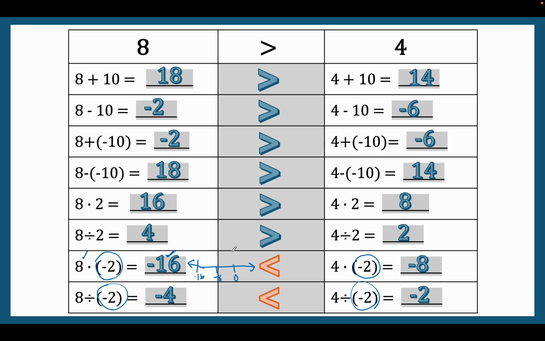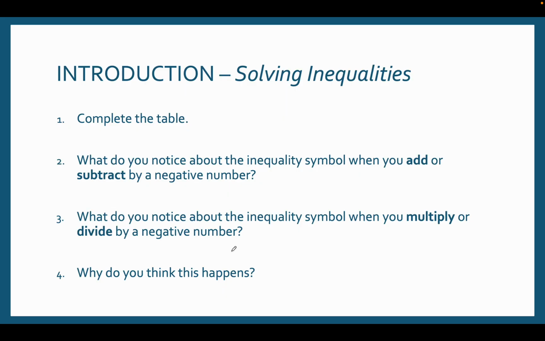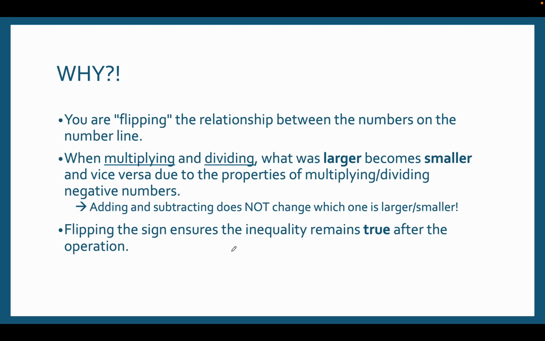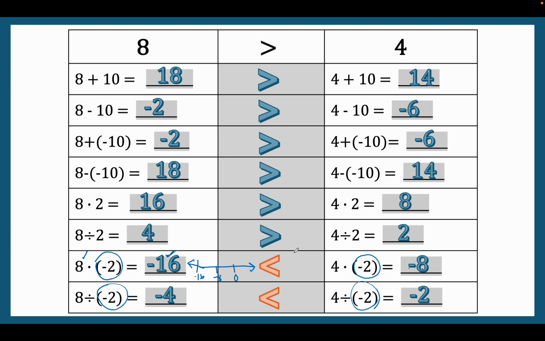This is a very important thing that we need to remember when we're solving an inequality, because when we are solving an inequality, we need to flip the sign in our answer if we multiply or divide by a negative. The reason is because we're essentially flipping the relationship between the numbers on the number line. When multiplying and dividing, what was larger becomes smaller and vice versa. Adding and subtracting does not change which one is larger or smaller, as we saw in our table. Even if we add a negative or subtract a negative, this side is still greater than this side.